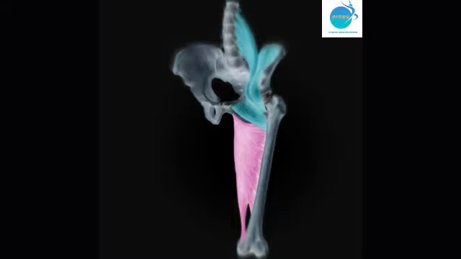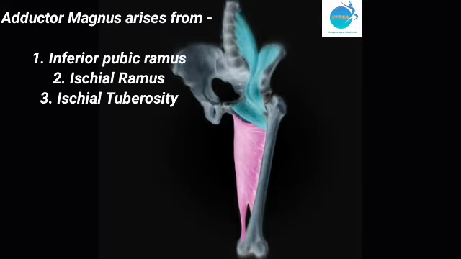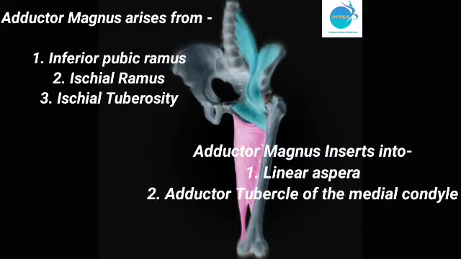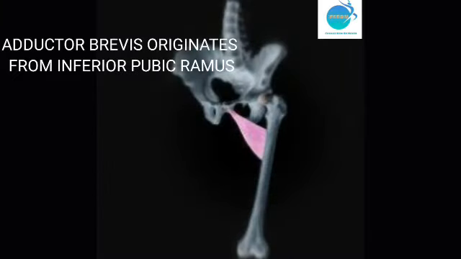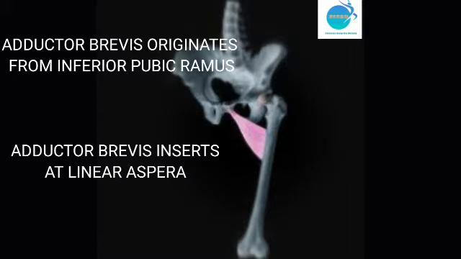It arises from the pelvic bone and inserts in the femur. In the pelvic bone, it arises from three parts: the inferior pubic ramus, the ischial ramus, and the ischial tuberosity. In the femur, it inserts into the linea aspera and the adductor tubercle of the medial condyle. The adductor brevis originates at the inferior pubic ramus and inserts at the linea aspera.